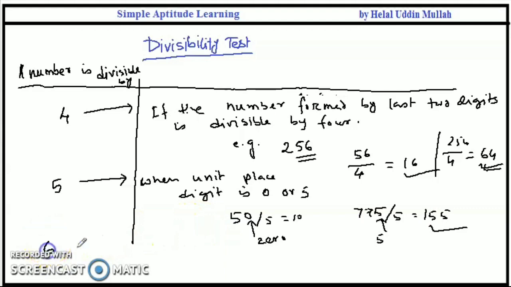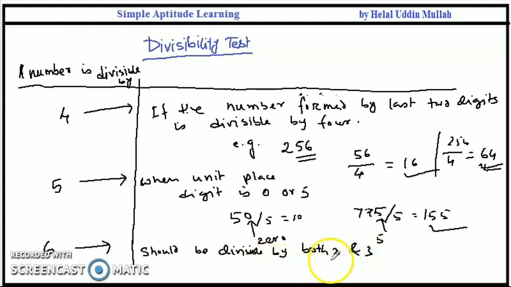Then if we check the divisibility by 6, the trick for divisibility by 6 is that a number should be divisible by both 2 and 3. For divisibility by 2 and 3, we have already learned how to check. Now let us consider an example for 6.